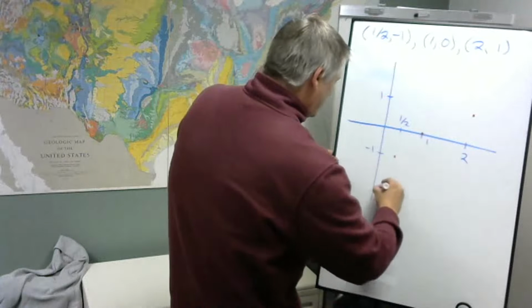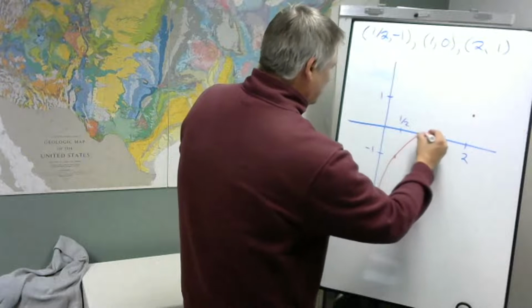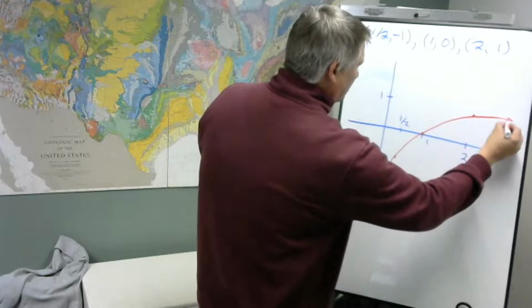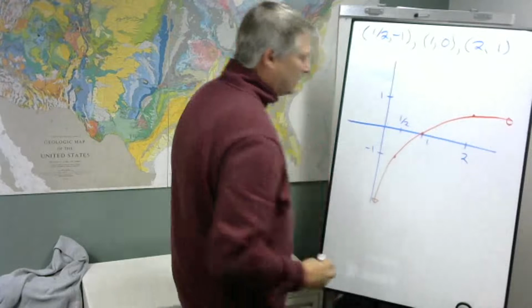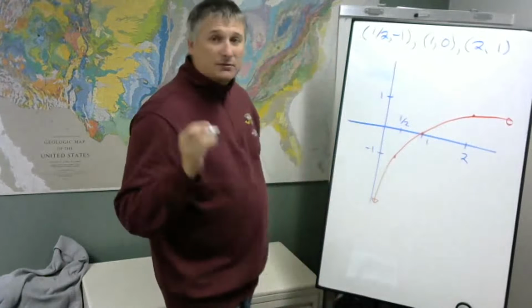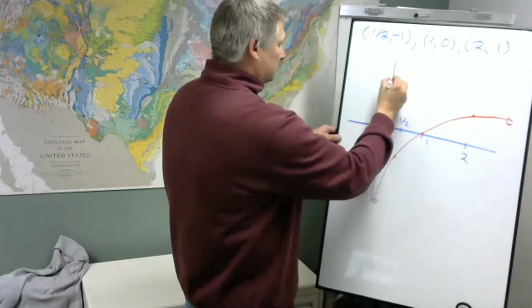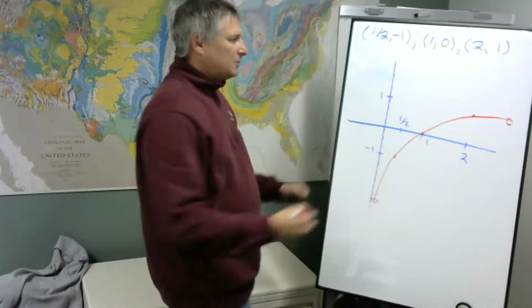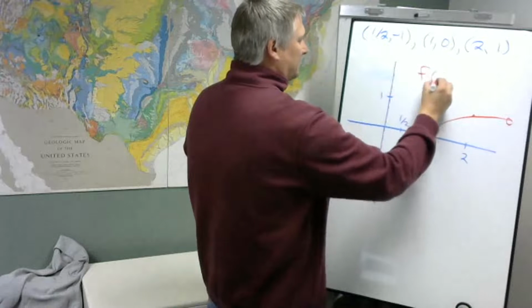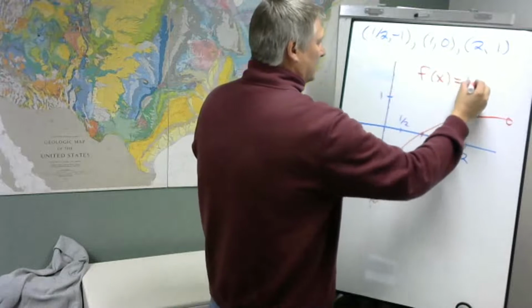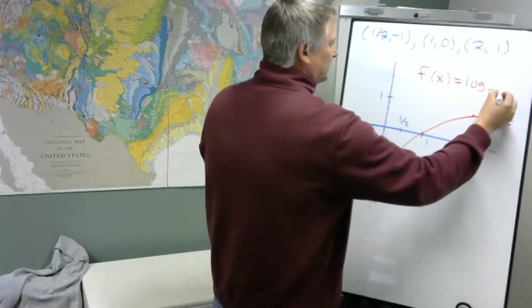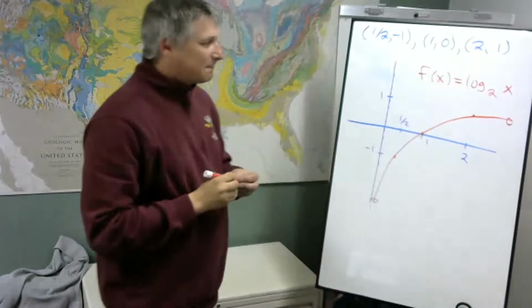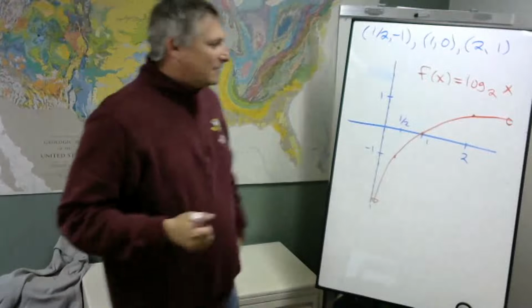And so what we're going to get is a function that does this. And it has an asymptote, and it's vertical. So this is going to be the function f of x is log base 2 of x. And that's what it looks like.